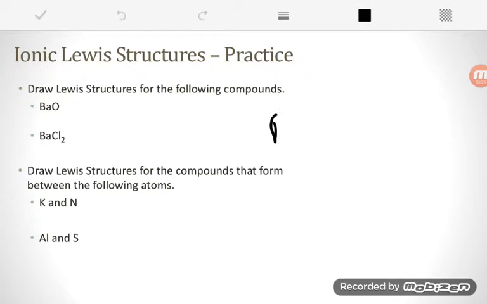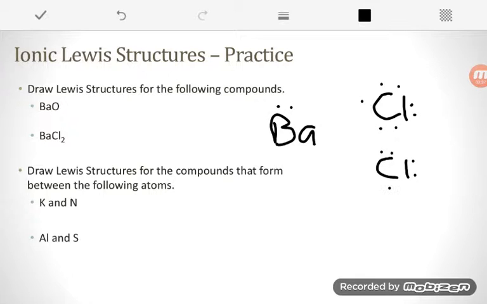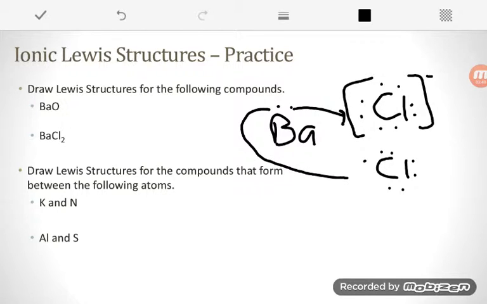Let's try barium chloride. So now we have 1 barium. We have 2 chlorine atoms. So barium has 2. Each chlorine has 7 valence electrons. Now this time, barium can put 1 electron on this chlorine, but then this chlorine has his octet. He's completely done. He doesn't want anything else. Then we can move this other electron to the other chlorine. So now both chlorines have a full octet. They're both happy, and barium's given away both of his electrons, so he's happy.